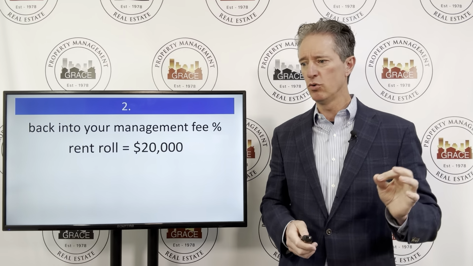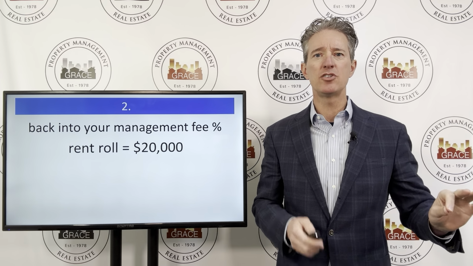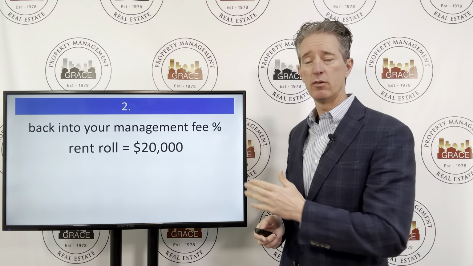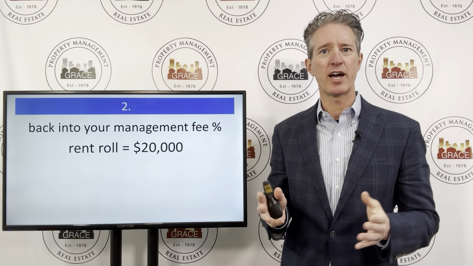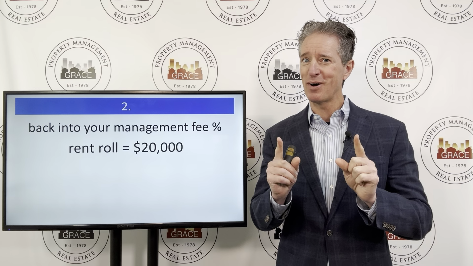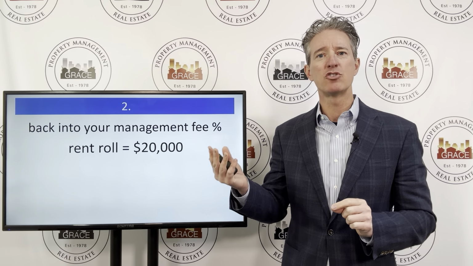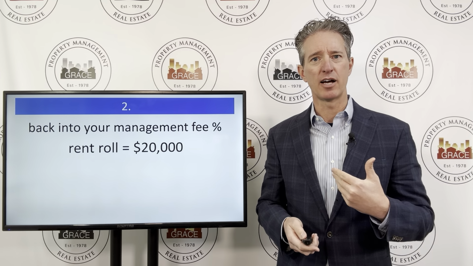Now, step number two is you simply are going to back into that to determine what percentage of the gross income equals $1,000, meaning you need to review the rent roll. So in this imaginary case, there's 20 units and they're each renting for $1,000 a month. You say, oh, the rent roll on this property, if they're all occupied, and we know they're not always all occupied, but if they're all occupied, that'll be bringing in $20,000 a month in rent for this 20-unit building, and I want to make $1,000 a month.